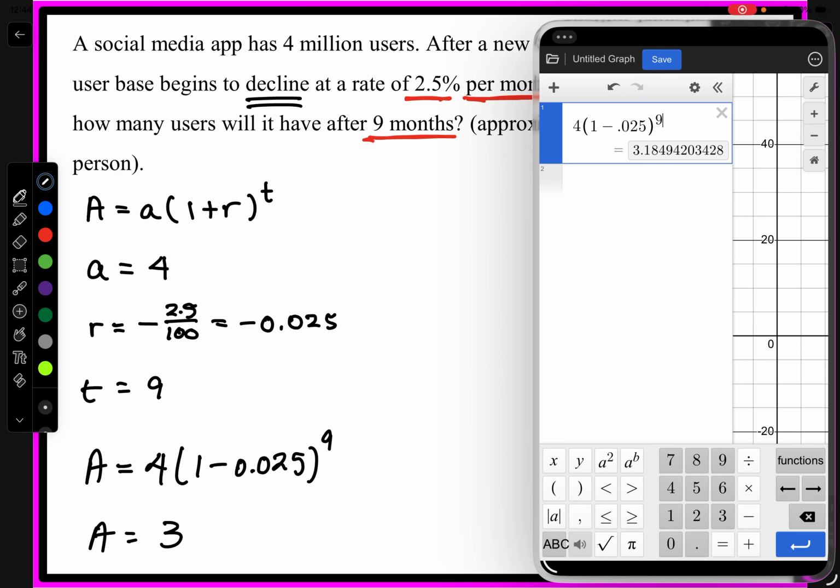It says to approximate to the nearest person. There's no way we're going to approximate that to the nearest person, so we'll just say 3 million. I understand that well, because we would have to get this answer and multiply it times 10 to the 6th power, which we're not going to do. So 3,184,942 people. We'll just say an even 3 million, okay? So just 3.